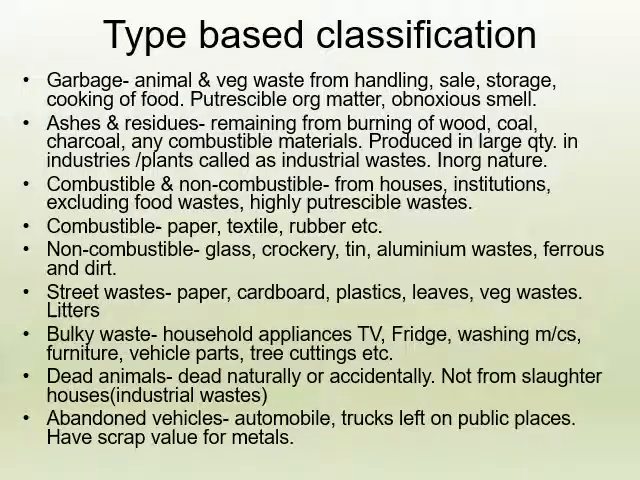Now, type based classification. This type of classification will explain it in a better way and with extra examples, like garbage. Garbage means animal and vegetable waste from handling, sale, storage, cooking of food. Putrescible organic matter and obnoxious smell will evolve from this type of garbage, from animal waste or from vegetable waste.